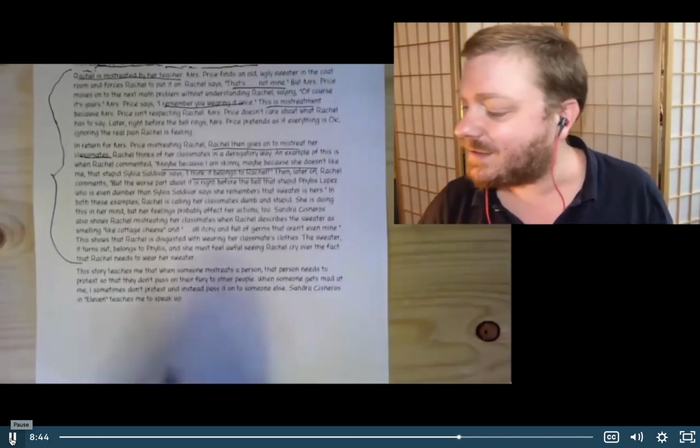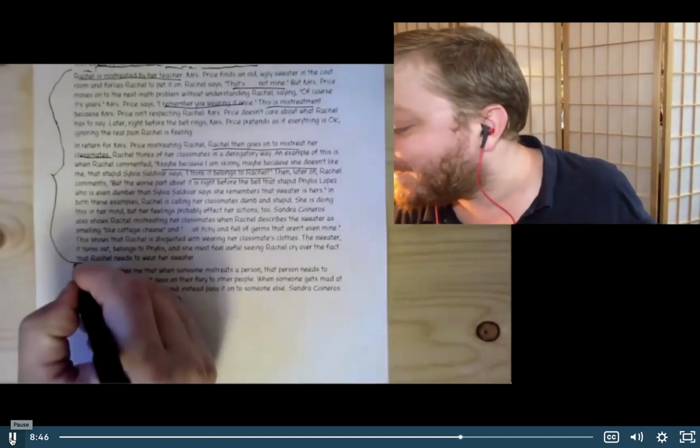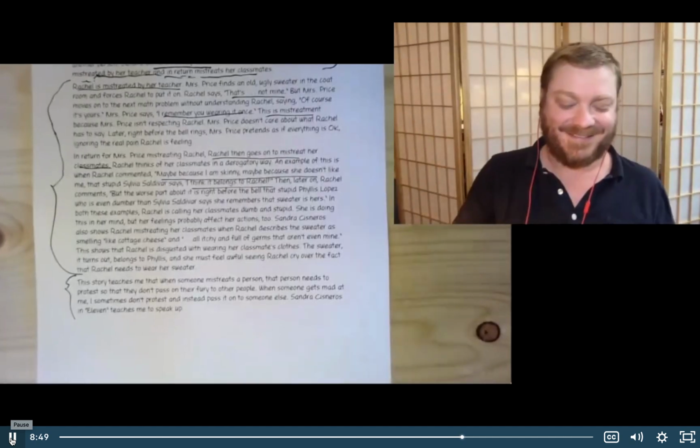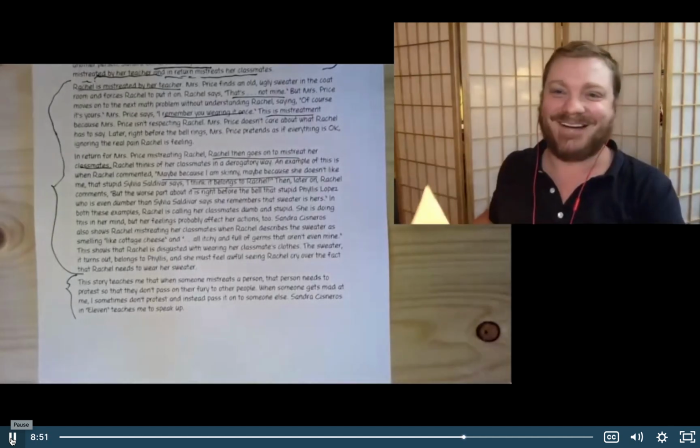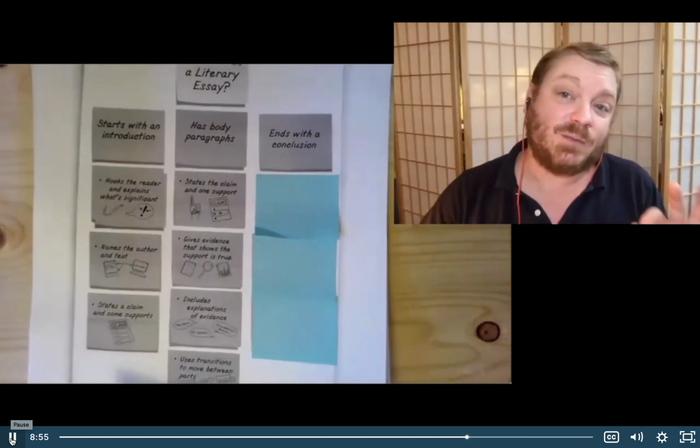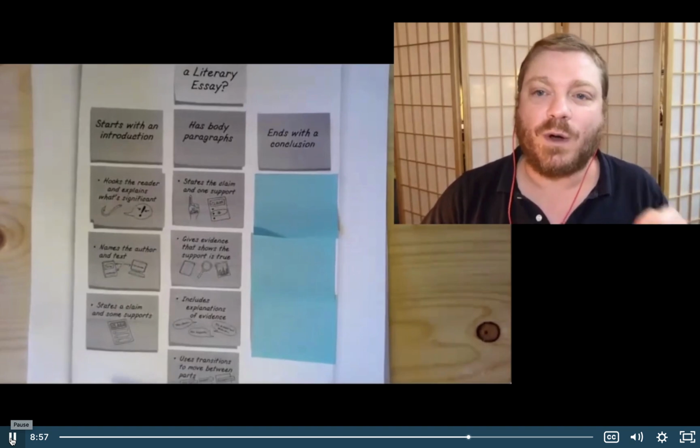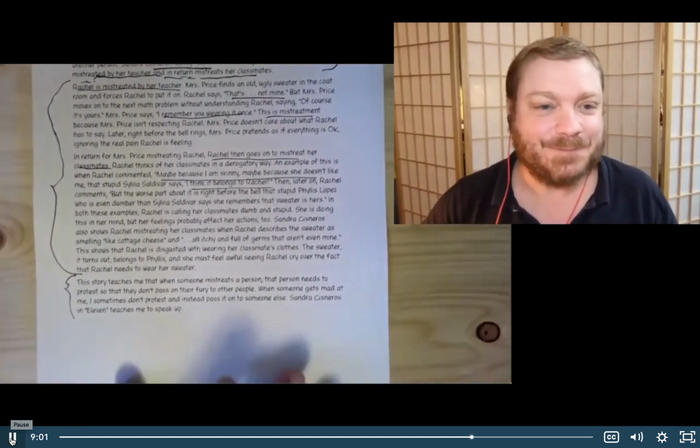So let's take a look at this last one. I bet you already know what this last one is called. You've done it so many times before in your other literary essays. We know that it ends with a conclusion, right? So as we look at this last paragraph, let's name what are the parts of this conclusion. Let's see what they are. Okay, I'll read it out loud.